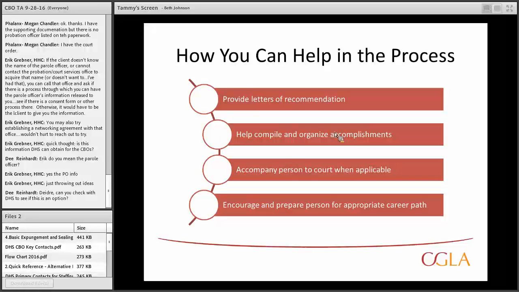Some of the people that have the toughest time in court or before a board or preparing a petition of any sort have a whole collection of these things, but need to be able to pull out the most relevant ones. You can also accompany a person to court or before a board when applicable. I know not everyone's capacity allows this, but it can be done if possible. And of course, encourage and prepare a person for an appropriate career path.